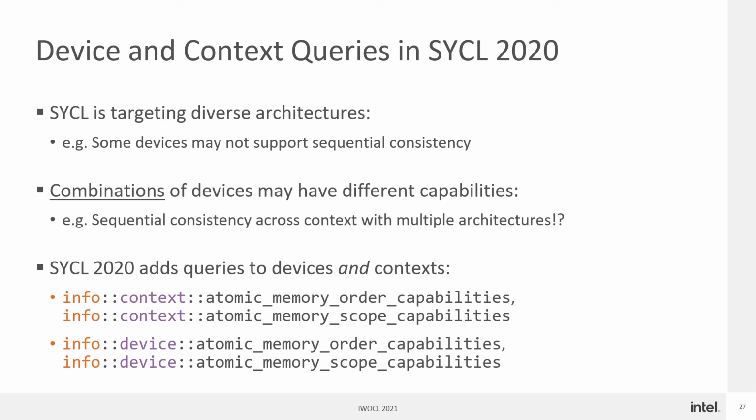Because SYCL 2020 is targeting diverse architectures, SYCL 2020 also added device queries to express the capability of SYCL devices, and also context queries to express the capabilities of combinations of SYCL devices. One example would be some devices may not support the sequential consistency memory order, so these devices would not include sequentially consistent in their supported memory order device query. But even if there are two devices that individually support sequential consistency, maybe they cannot enforce sequential consistency across the devices. In that case, the devices would support sequential consistency in their device queries, but the context would not include sequential consistency in its context query.